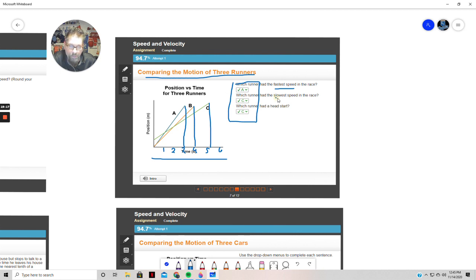Which runner had the slowest speed? So again, if you're thinking about timing runners, the person with the largest amount of time would be the slowest, and that would be C.